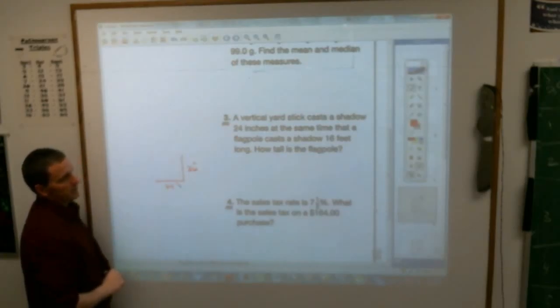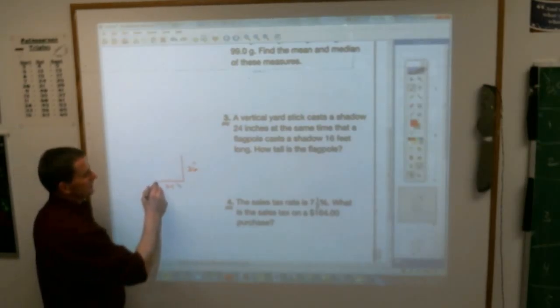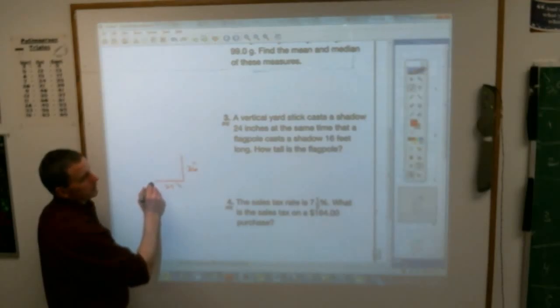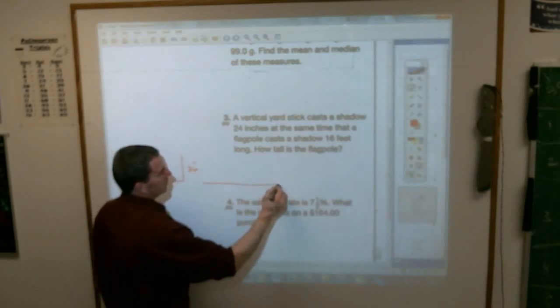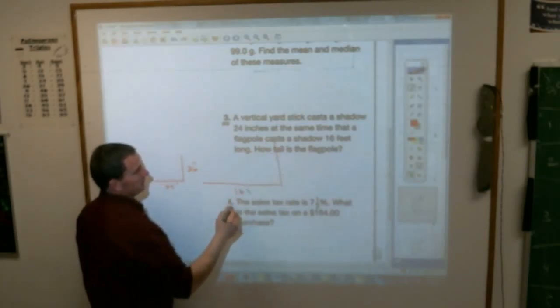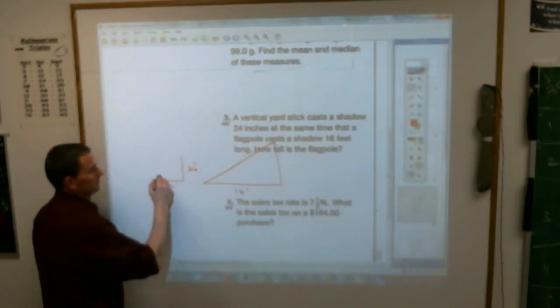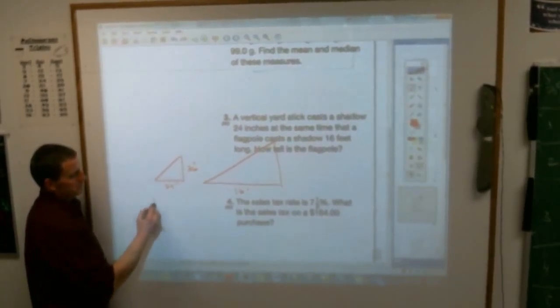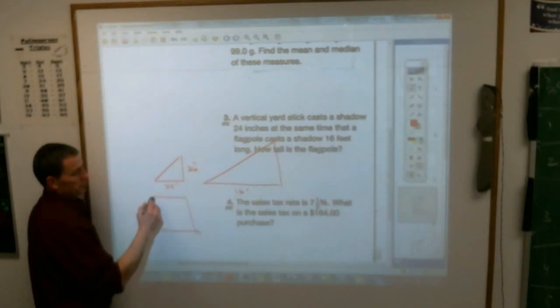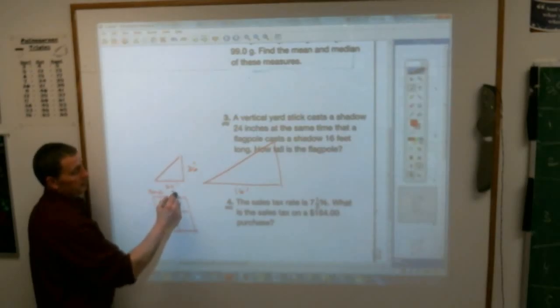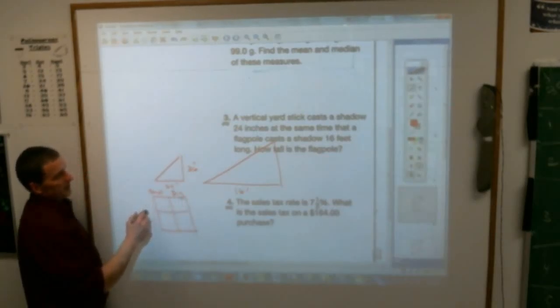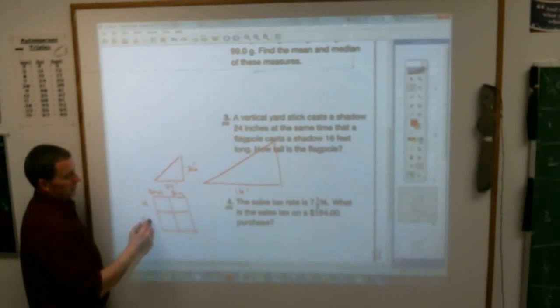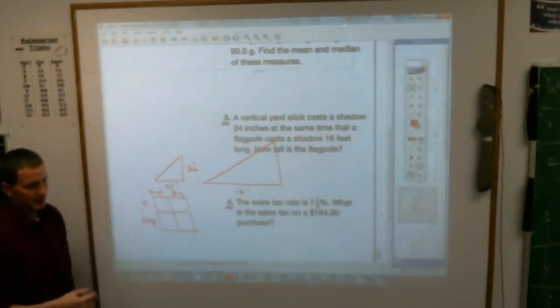At the same time, a flagpole cast a shadow that is 16 feet. So here's my flagpole. It's 16 feet. Let's just make them triangles so we know. How tall is the flagpole? And people, this is what I jot in my notes. You're looking at the small, put the small up here, and the big over here. And you are writing down the height and the shadow. And you can have those interchanged. It doesn't matter if height's on top or bottom.